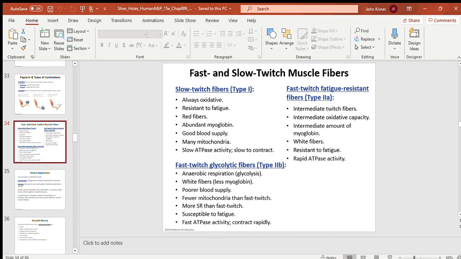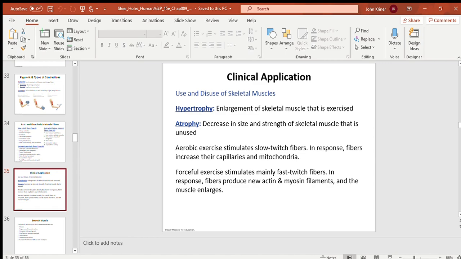So we go back to fast twitch type A, and they're kind of the muscles that are in between slow twitch and fast twitch. They're also white muscle fibers, and if you eat chicken, you know that chicken legs tend to be dark meat. They're going to be slow twitch type 1 muscle fibers, and chicken breast is white meat. So they are fast twitch or type 2 muscle fibers. Chicken legs are better, by the way.